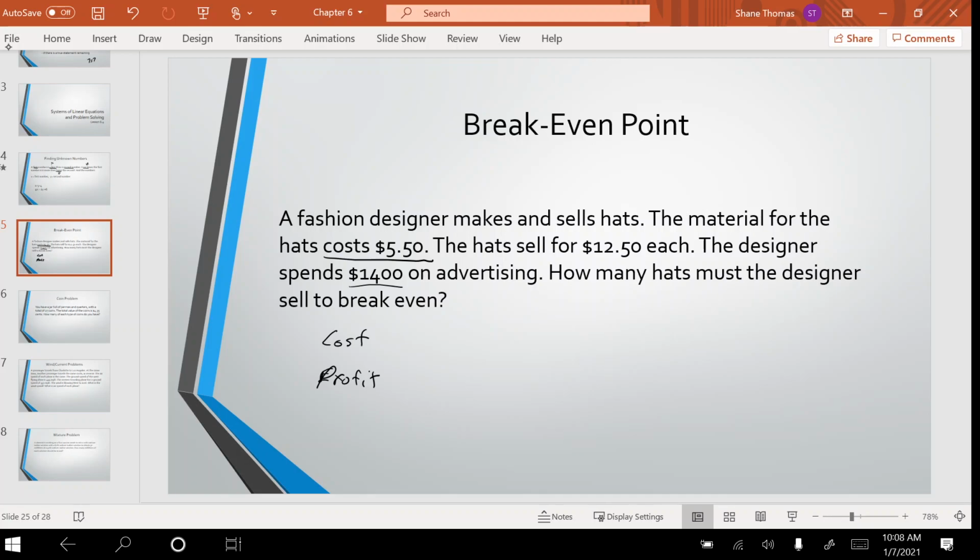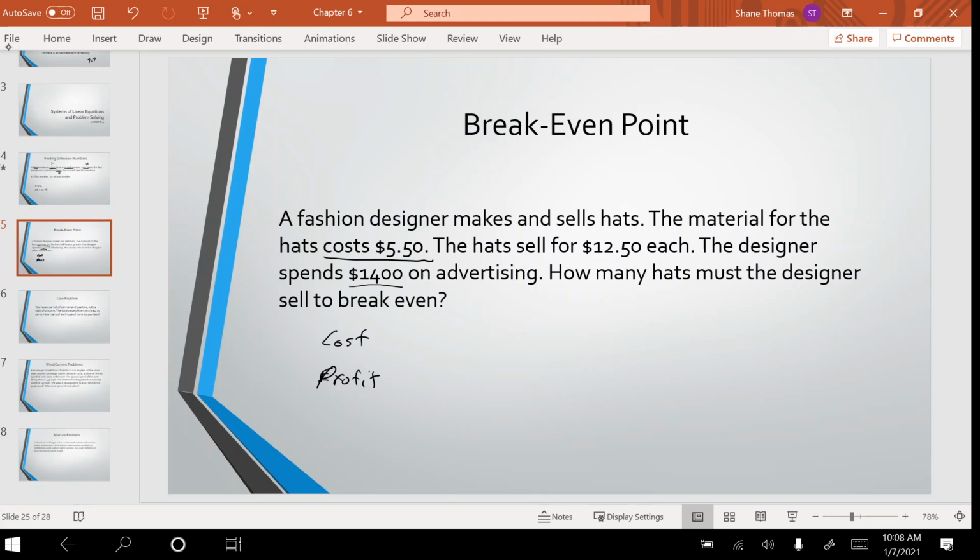That's next, an extra $1,400. Now, looking at this problem, is that advertising ever more than once, or is that a one-shot deal? It's a one-shot deal. Yeah. So we're not only going to buy one hat, right? Every single hat costs us $5.50, so that'd be $5.50 times the number of hats that we have to produce. Does it say each month, each year? It just says he spent $1,400.